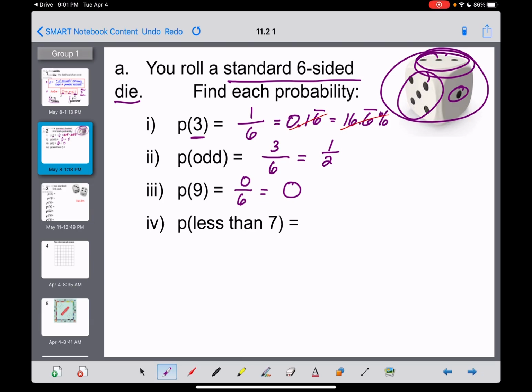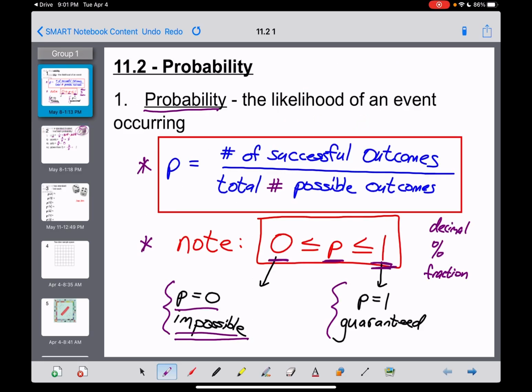How about number 4? What's your probability of rolling a number less than 7? Well, what are the possible outcomes that are less than 7? 1, 2, 3, 4, 5, and 6. 6 of them are less than 7 out of a grand total of how many possible outcomes? 6. And any number divided by itself, other than 0, is 1. And let's go back again. A probability of 1 means that our event is guaranteed.